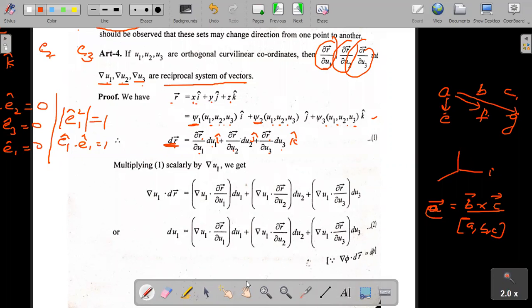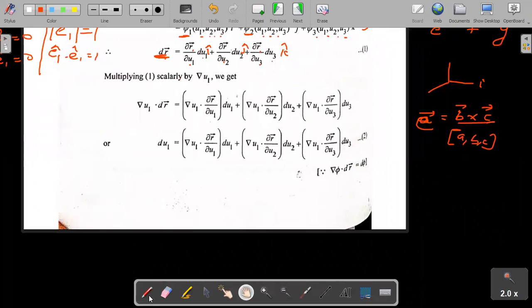Right, now we have to show that they are a reciprocal system. So basically we will show that their dot product is zero, right? So you see, let us first find del u1 dot dr. So you see this is dr, and we know what del u1 will be. Gradient of this u1, right? Now if we take their dot product, we know the gradient is a vector.